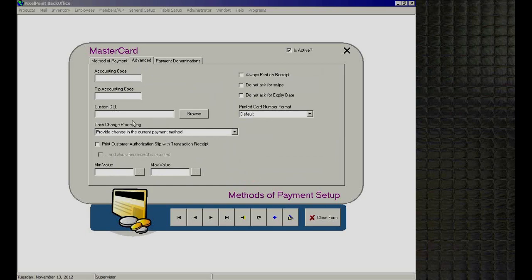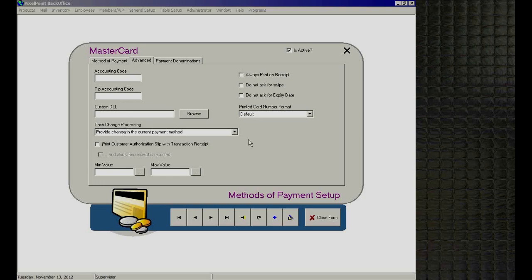Underneath that, we have custom DLL. So depending on where you are and what you're programming into the system, if there is a custom DLL, dynamic link library file, that needs to be applied in order to process this particular method of payment with whatever form of authorization is required, then you can apply that within there. Most cases, you won't have to do it. It's pretty rare that we come across anything like that, but we do have that capability in there.